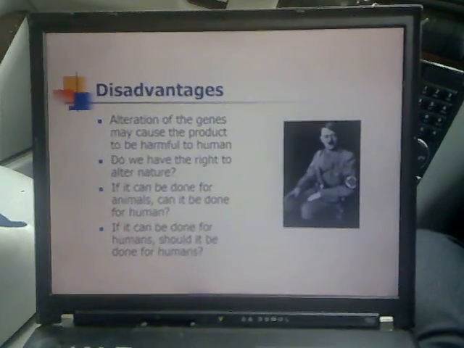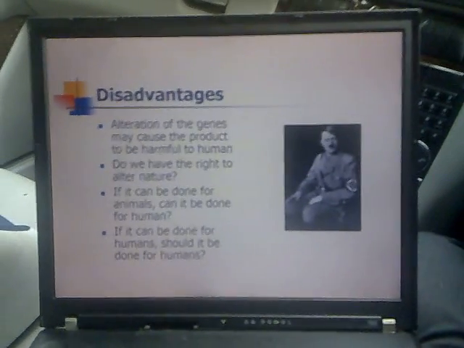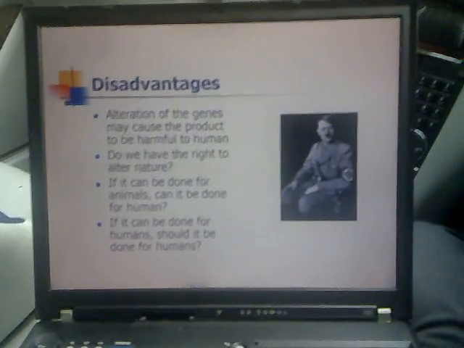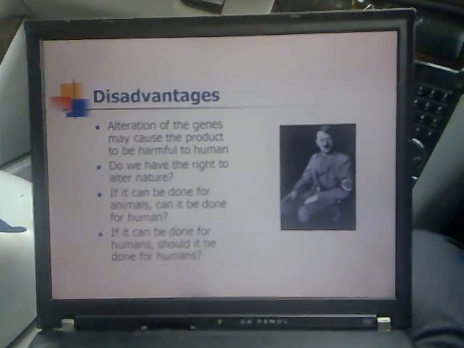See, because if you make a bigger cow, what if it causes environmental imbalance? Because a bigger cow needs to eat more grass and you don't have enough grass, so you cause a grass problem. And of course, another thing: if you can do it in animals, would you want to do it in humans?